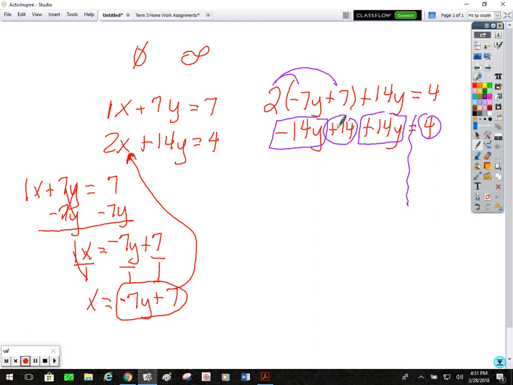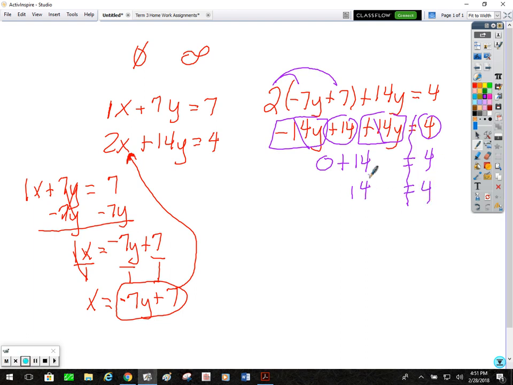Well, if I look here, I can combine these. If I have negative 14y plus 14y, guys, please remember, this is not 0y. This means this one and this one will cancel each other out. That means I'm left with just 0. It's not 0y, it's just 0. Then I have plus 14 left, and then I have a 4 on this side. Well, 0 plus 14 is 14, and 4.